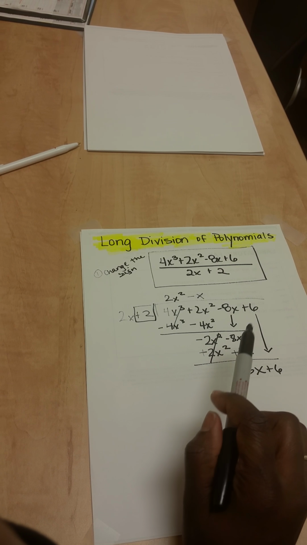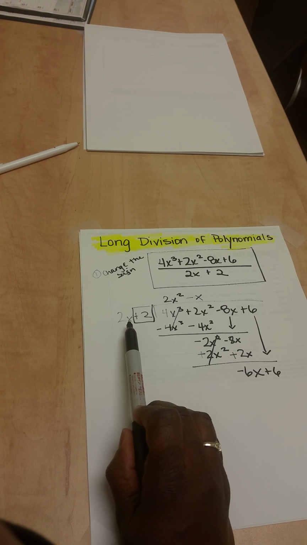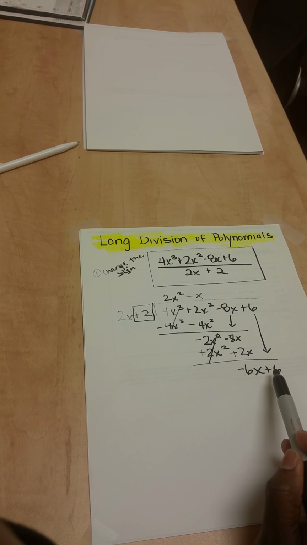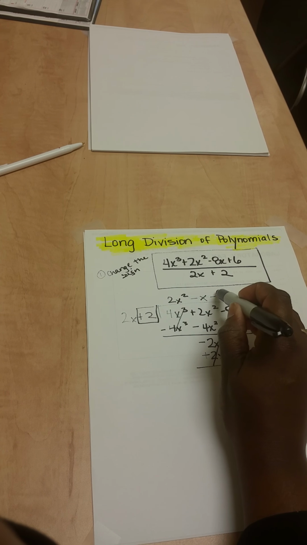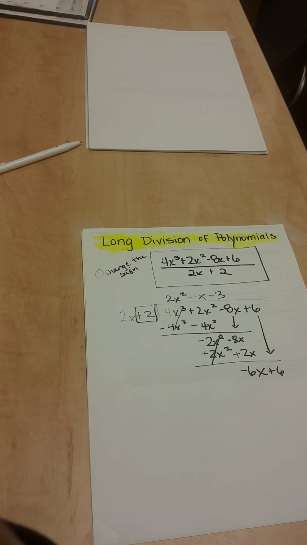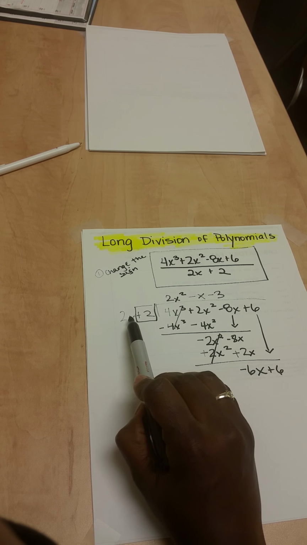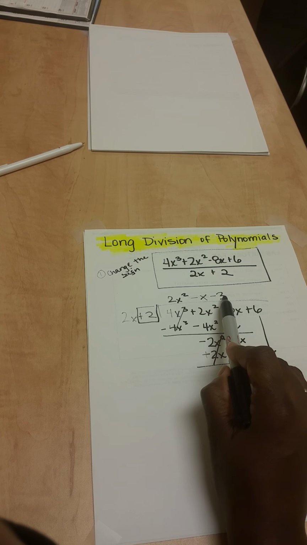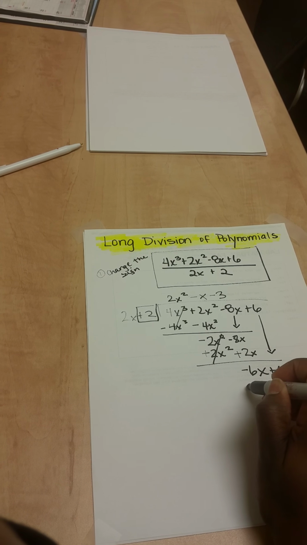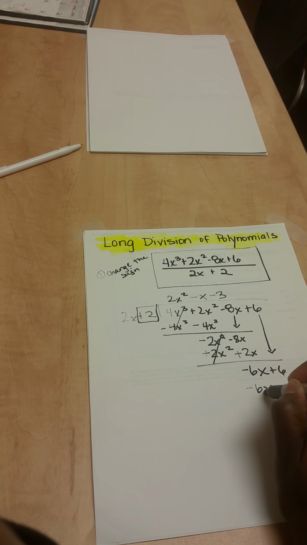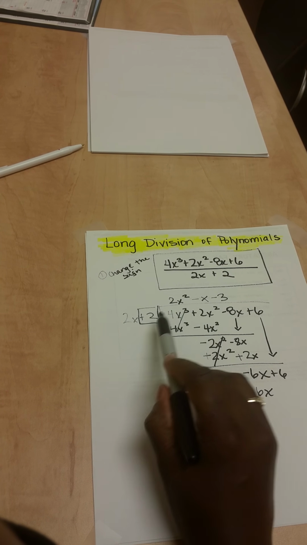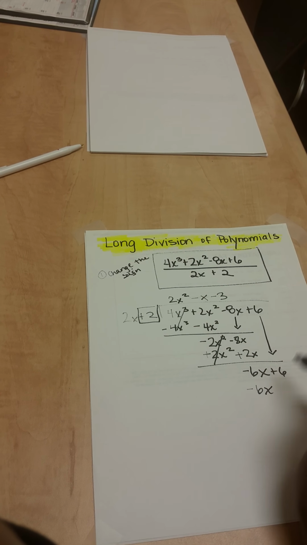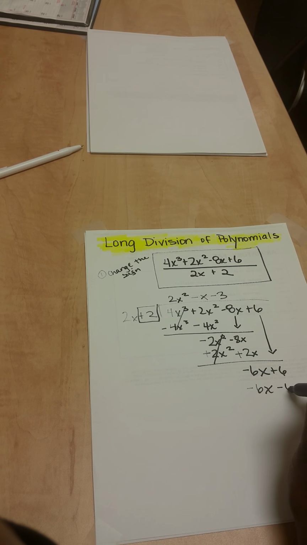I'll ask myself one more time. 2x times what gives me a negative 6x? And that would be a minus 3. I'm going to take this minus 3 and distribute it. Negative 3 times 2x gives me a negative 6x. And negative 3 times positive 2 gives me a negative 6.